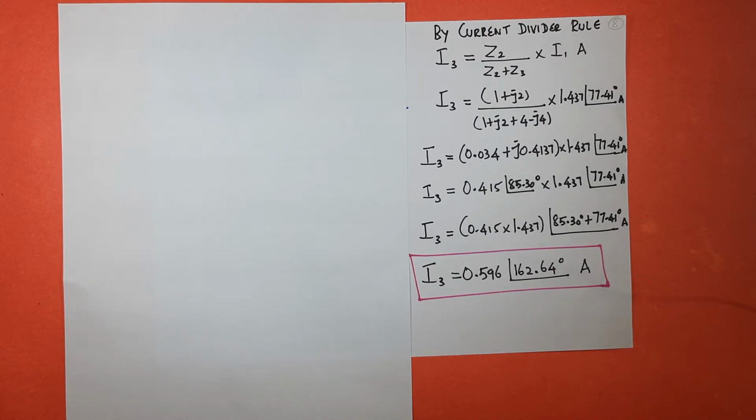Then you convert this rectangular form to polar. I have already explained in the previous lectures. You go to that lecture and you can see how to convert rectangular to polar. So finally we are getting I3 equal to 0.596 angle 162.64 ampere.